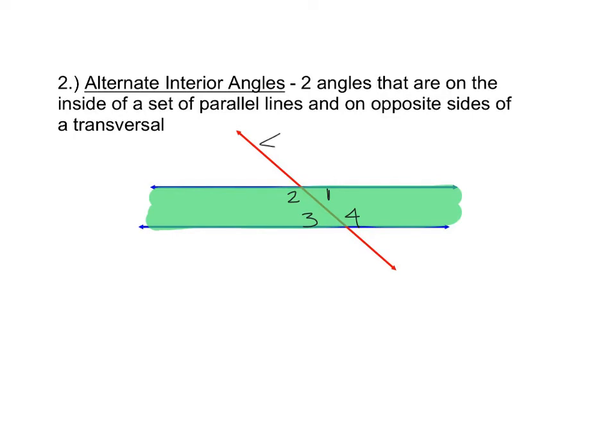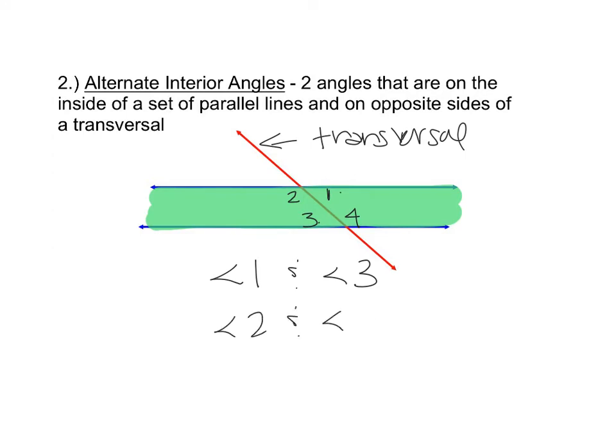Remember, this red line is our transversal. So we can say that angle 1 and angle 3 are alternate interior. Notice they're directly across from each other on either side of the transversal. We can say that angle 2 and angle 4 are alternate interior. They're both across from each other on opposite sides of the transversal. So we have alternate interior angles.